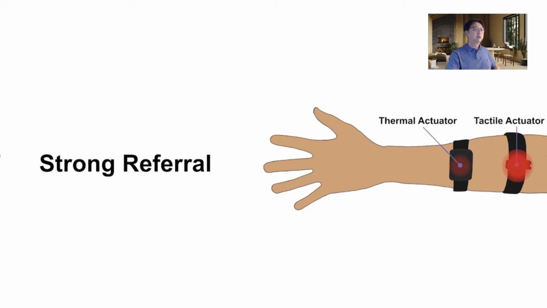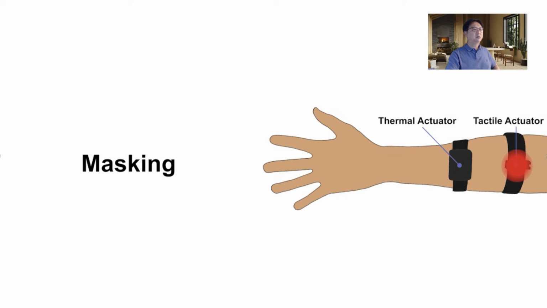Strong referral. The thermal sensation could be felt at both thermal and tactile locations, but people perceive stronger thermal sensation at the tactile actuator location. And masking. The thermal sensation was perceived only at the tactile actuator location, but the thermal sensation was not perceived at the thermal actuator location.